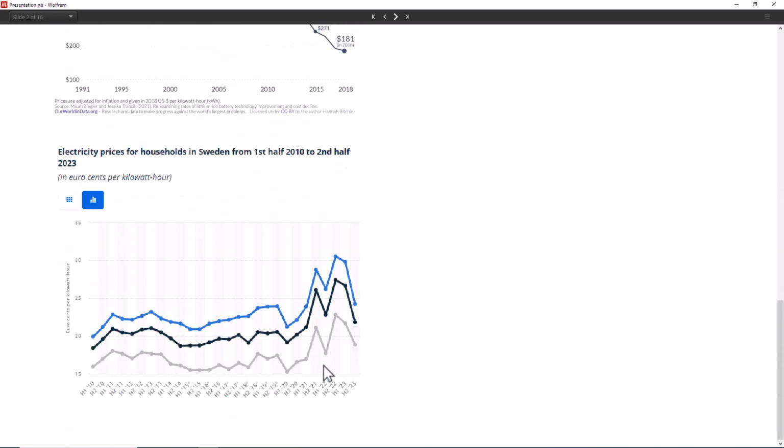Finally, grid electricity prices are often affected by global events such as geopolitical tensions, fuel price fluctuations, and supply chain disruptions. For instance, when the Russia Ukraine conflict started in early 2022, electricity prices in Sweden spiked to around 30 euro cents per kilowatt hour from 20 euro cents before the war. Solar energy offers a way to gain energy independence, reducing reliance on these external factors and stabilizing your energy costs.